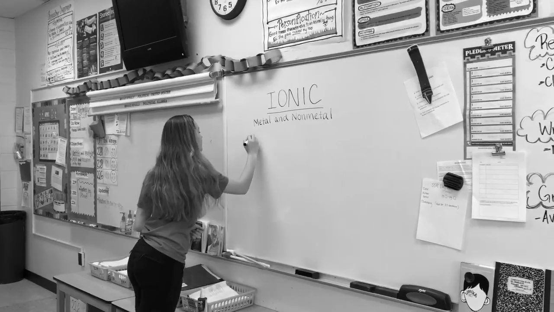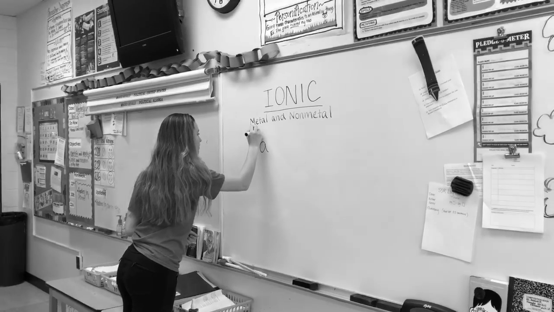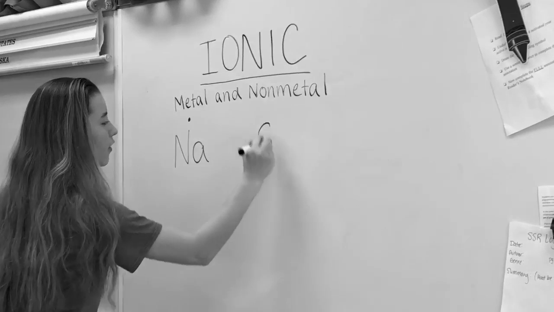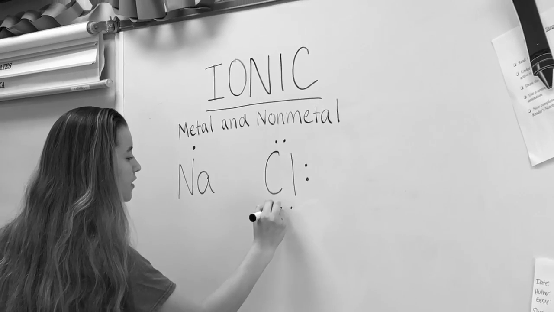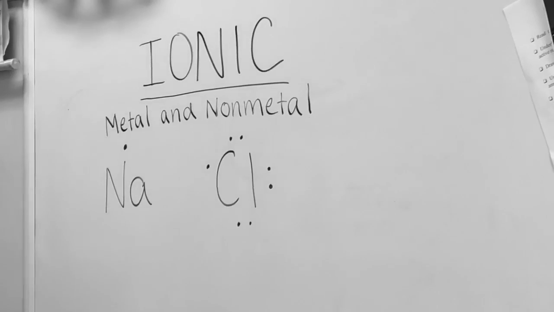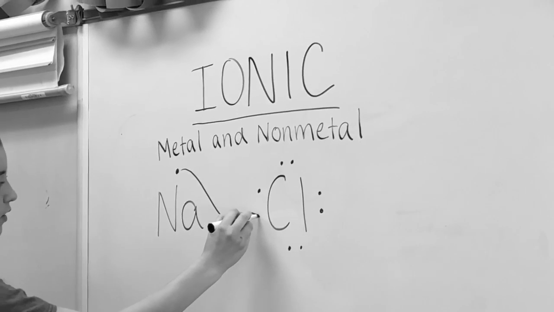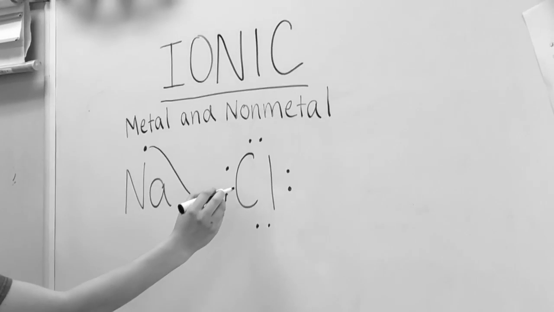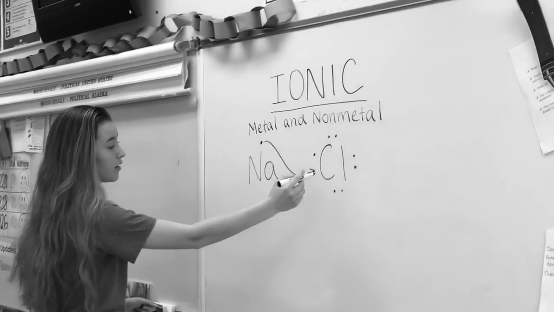An example of this is sodium, which is Na and has 1 valence electron, and chlorine, which has 7. Now, as you can see, chlorine needs 1 valence electron, and sodium has 1. So we have sodium give its 1 valence electron to chlorine, so then it will also have its own outer shell, and will give chlorine its outer shell.